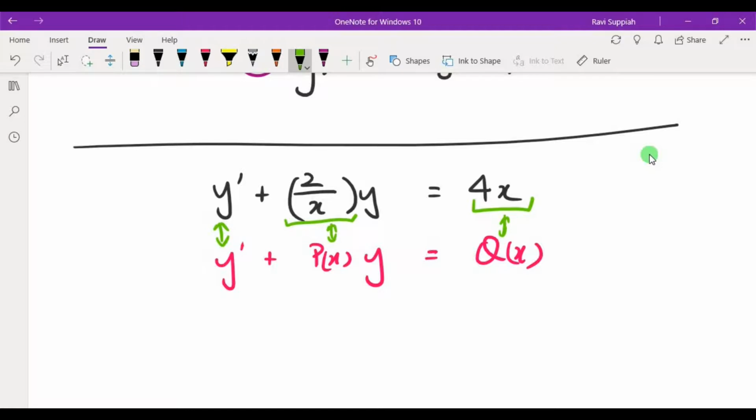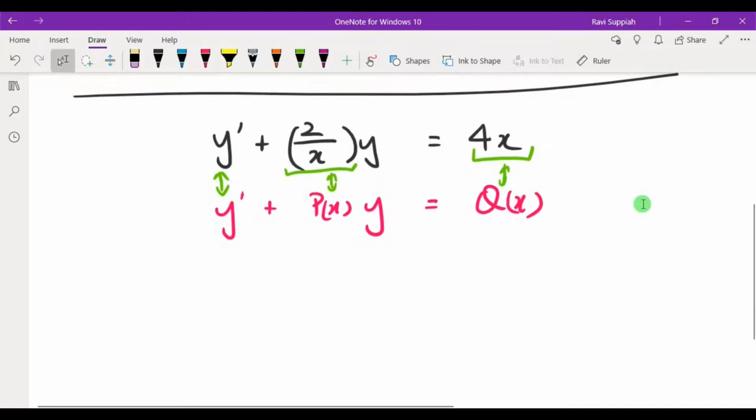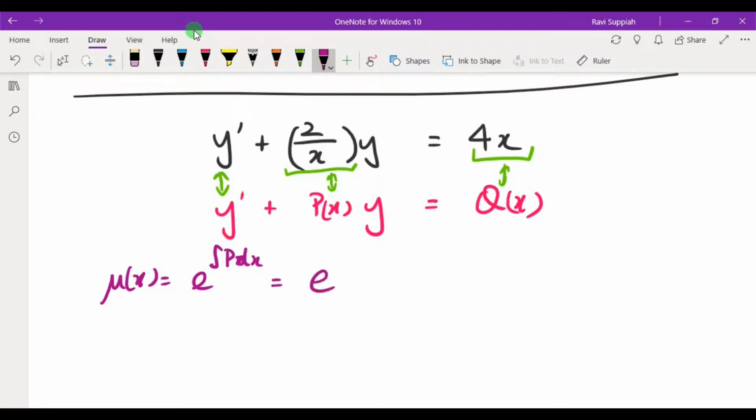Once we are able to represent the given question in the standard expression, we know what p(x) and q(x) are. Once we know that, we can go ahead to solve for mu x, which is given as e to the integral of p dx. So that will be e to the integral of 2 over x dx.